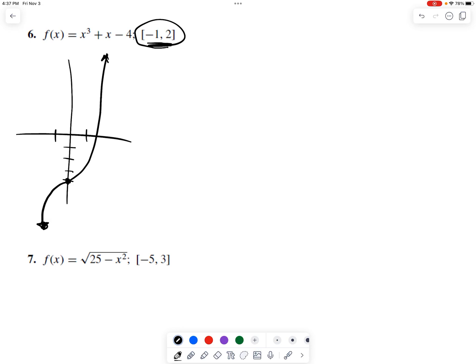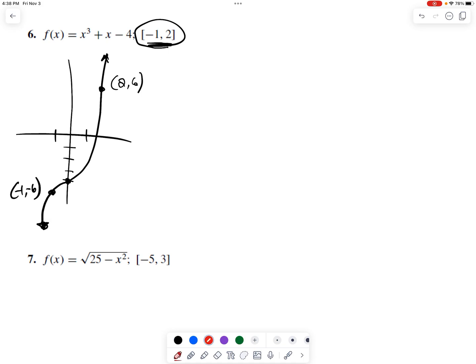-1 and 2. When I put a -1 into that function, I get -1 minus 1 minus 4. That's -6. And when I put a 2 into that function, I get 2 cubed minus 2 minus 4. That's 8 minus 2 is 6, minus 4... that's 2, and the point is (2, 6).